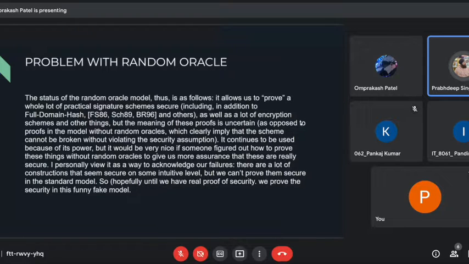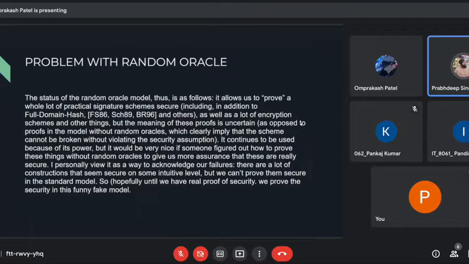The status of random oracle model thus is as follows. It allows us to prove a whole lot of practical signature schemes secure, including, in addition to full domain hash, a lot of encryption schemes and other things. But the meaning of this proof is uncertain as opposed to a proof in a model without random oracle, which clearly implies that the scheme cannot be broken without violating the security assumption.